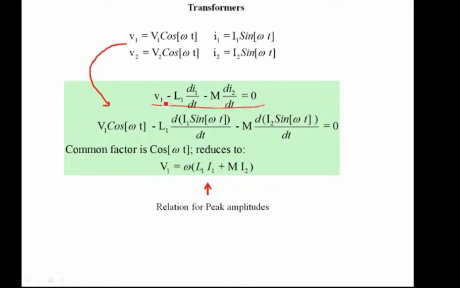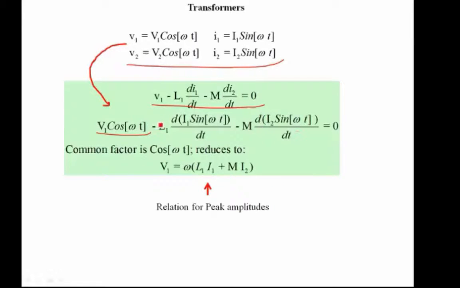Looking again, this is the same equation. Putting in the time dependence for these functions, we'll have that the V1 is the cosine function minus L1 times the derivative of the current, and we've already written that down here. And then we have the derivative of the I2 current, which is right here. Okay, so where did I get those? Well, that's these functions up here that we've written down before. The sum of all of these is still equal to 0.